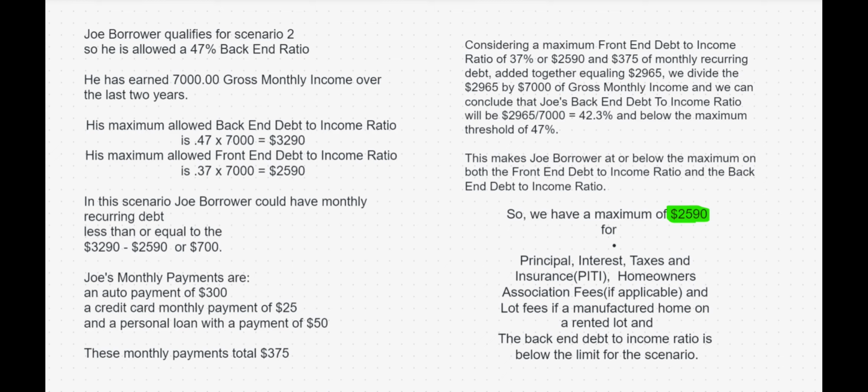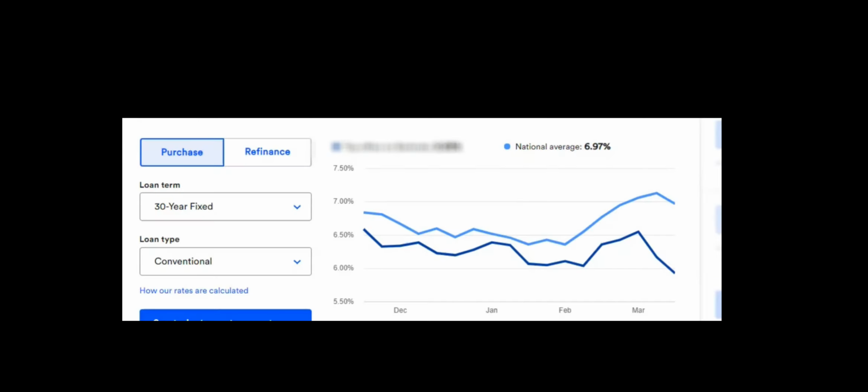So we have a maximum of $2,590 for the front end debt to income ratio, which includes the principal, interest, taxes, insurance, also known as PITI, homeowners association fees if applicable, and lot fees if a manufactured home on a rented lot, condo fees, whatever else is assessed for the mortgage payment. Next thing we do is we take this information, search national average 30-year fixed rate. Here, the current national average for a 30-year fixed is 6.97% on March 17th of 2023. We're going to take that information.